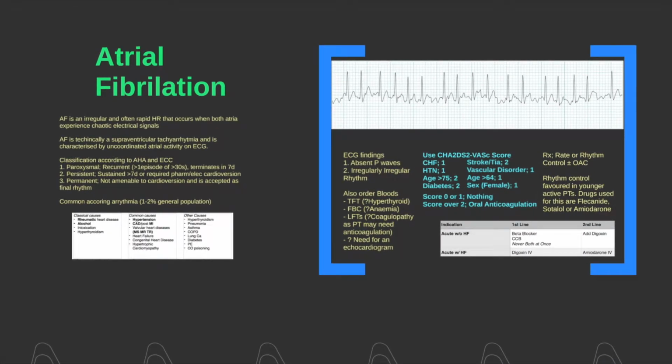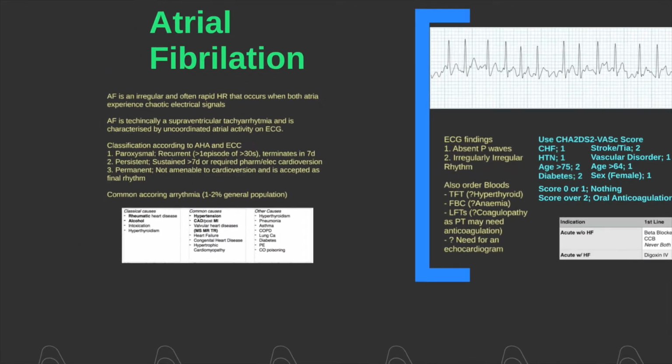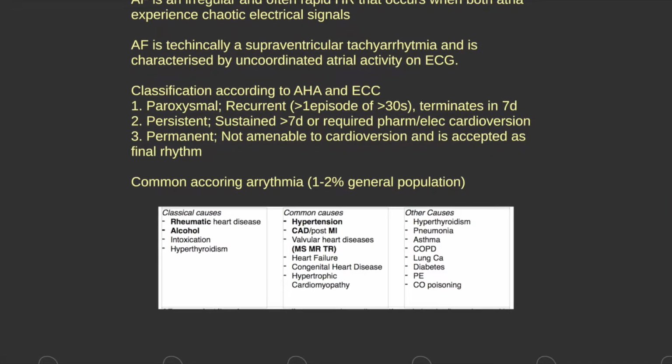So the first one I want to talk about would be atrial fibrillation, or AF for short. This is an irregular and often rapid heartbeat, or arrhythmia, that occurs when both atria experience chaotic electrical signals. What this means is that the atria themselves are receiving multiple reentrant electrical activity that causes them to try and contract simultaneously and a lot over a very short space of time. What this means for the heart is that it can't effectively pump blood from the atria to the ventricles. So it's not a good thing to happen.